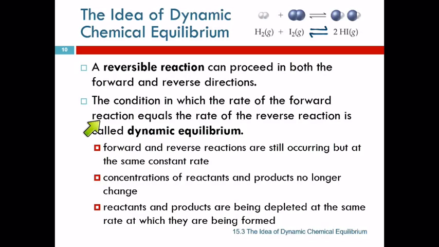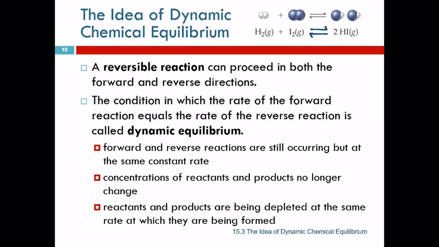So when the rate of the forward reaction equals the rate of the reverse reaction, we say we've achieved a dynamic equilibrium. There's reaction occurring in the forward direction and in the reverse direction, but at the same rates. When that happens, the concentration of reactants doesn't change anymore, because as it's being depleted into products, products are also reacting to form those reactants. It's going in both directions. And so the concentrations are going to be the same.